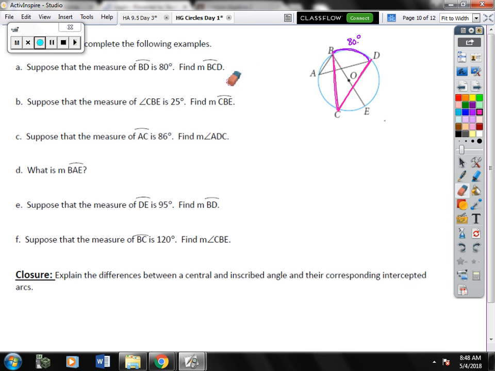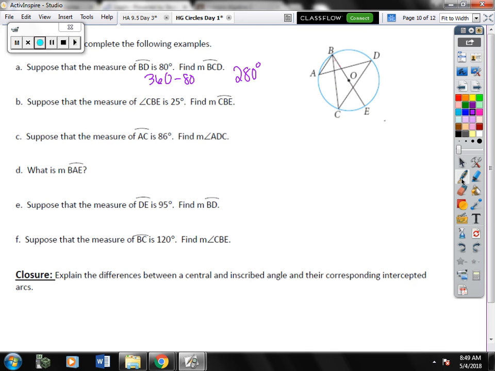They asked you the arc BCD. How big will arc BCD be? Marquise? 280. Misread my question there. And that's because the whole circle has 360 and we'll subtract 80. Okay, now I have to erase my diagram.